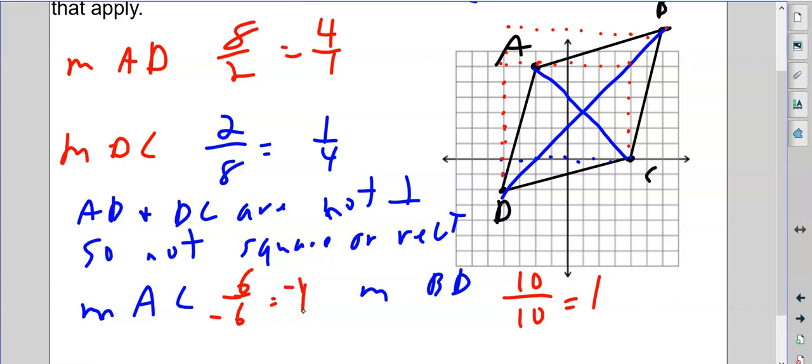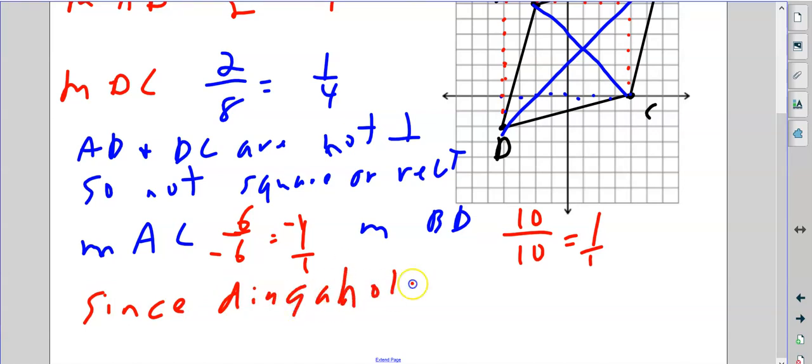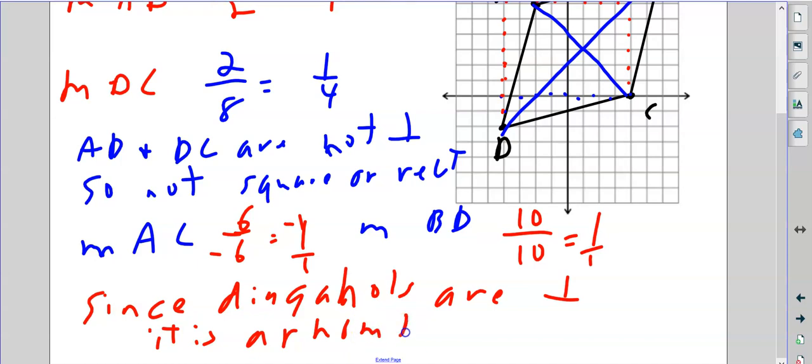Well, that is opposite reciprocal. So, since the diagonals are perpendicular, it is a rhombus. So again, I could have done the distance formula on the sides, but honestly, that's more work, so I'm just trying to be efficient with my time. And that's it.